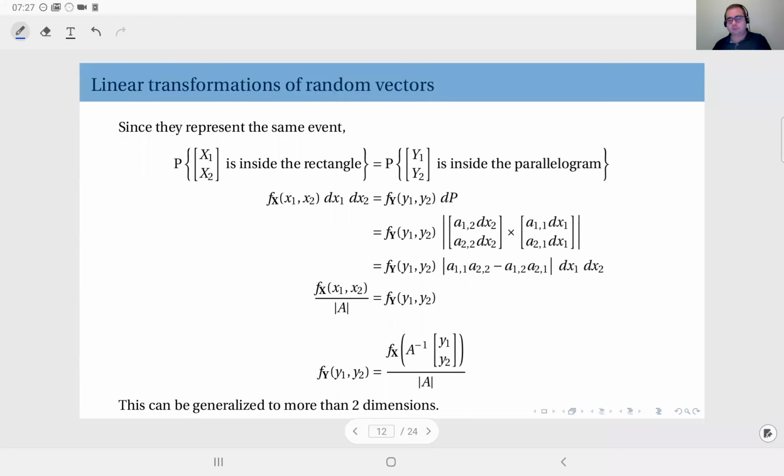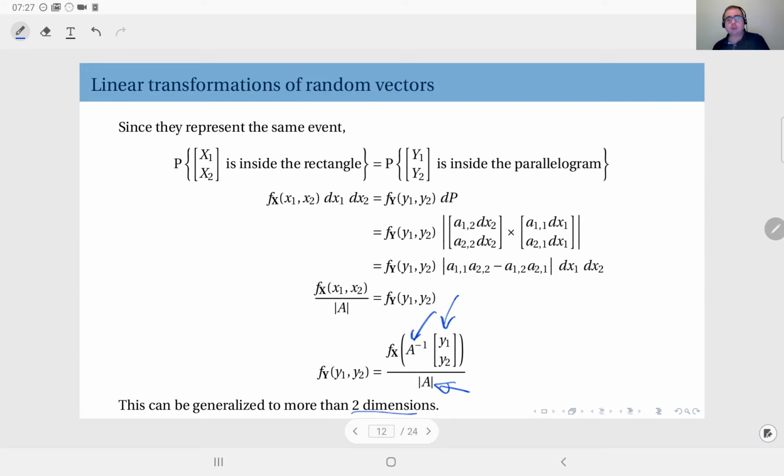This is a very important result, as you see. You can obtain the joint distribution of random vector y through the joint distribution of x in a quite easy way. You just compute the inverse of your transformation matrix, and you have the random vector which has the components of the new transformed random variable. And if you divide that by the absolute value of the determinant of A, you get the distribution. It's that easy. And also, as I said, it's generalizable to higher dimensions.